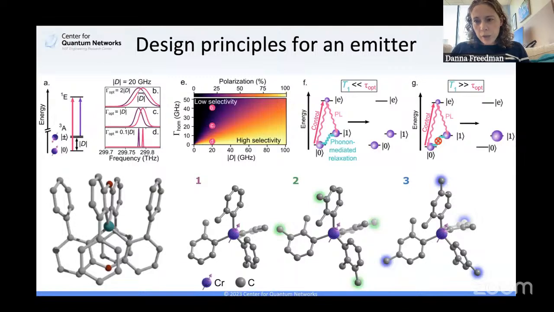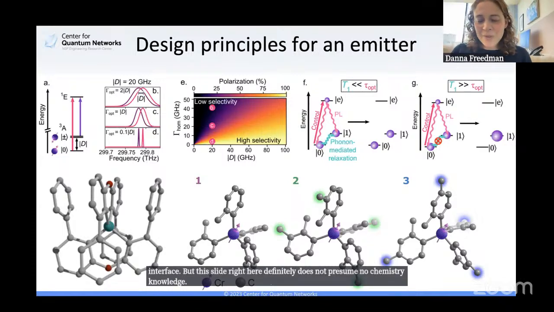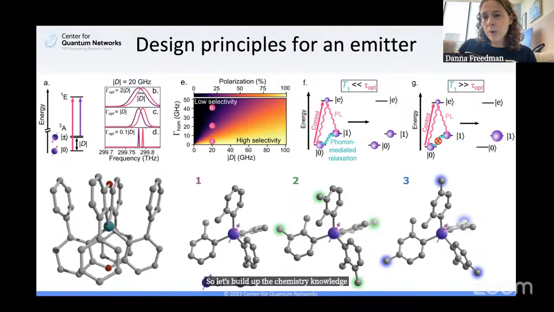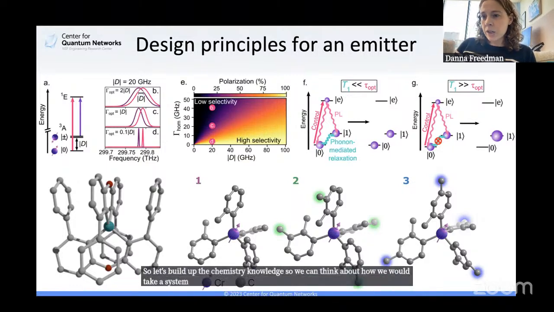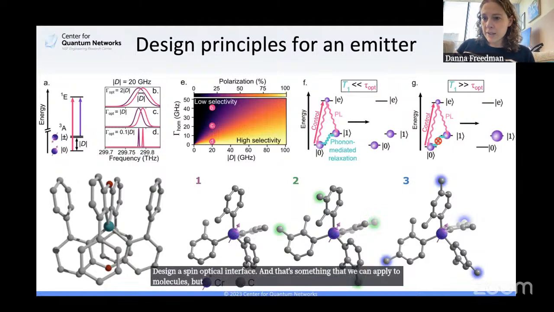So we can do this with molecules in general, design out a spin optical interface, but this slide right here definitely does not presume no chemistry knowledge. So let's build up the chemistry knowledge so we can think about how we would take a system and ab initio design a spin optical interface. And that's something that we can apply to molecules, but we can also apply it to solid state defects.